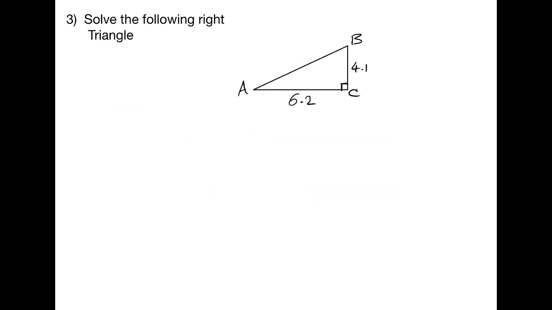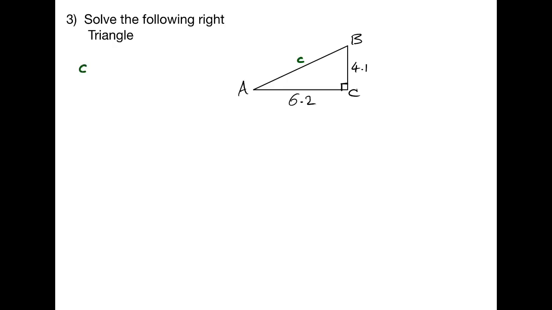Next example, another question solving the right triangle. In this case, we have two sides and only one angle. Well, I can easily find the hypotenuse by using the Pythagorean theorem, and then I can use trig ratios to find the angles. So let's find the hypotenuse first by using Pythagorean. I'm going to call this one C.